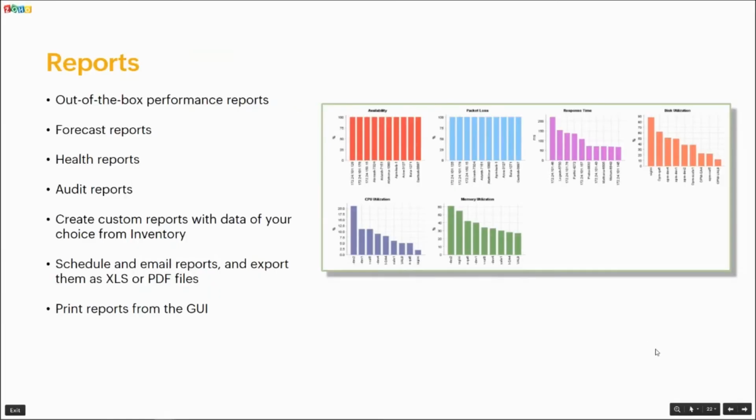The next topic which we are going to see is about reports. OpManager gives you out-of-the-box performance reports with various options such as forecast report, health report, and audit report. You can even create custom reports for the information which you're monitoring, and also you can schedule these reports and send them as an email with a PDF attachment, or an XLS to your respective email addresses.